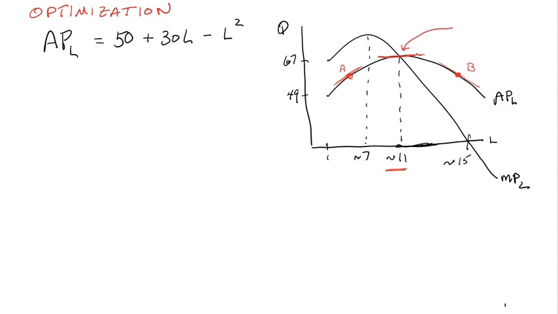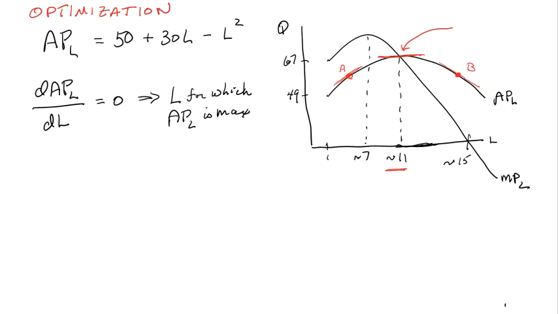So here we're using calculus. We know it's a slope, and our problem hinges on at what point of labor is the average product curve maximized. That is, where does the average product curve have a zero slope? So taking the slope, I set up dAPL, the derivative of the average product with respect to labor, equal to 0, which will give us the amount of labor for which average product is maximized. So let's actually do the derivative.